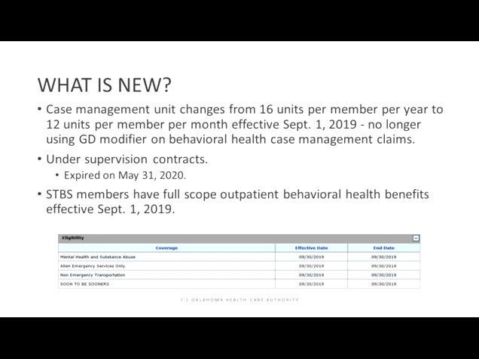Also new, effective on September 1st of 2019, big change, Soon-to-be Sooners members now have the full scope of outpatient behavioral health benefits through mental health and substance abuse. This is what the eligibility looks like when you're checking eligibility on a Soon-to-be Sooner.